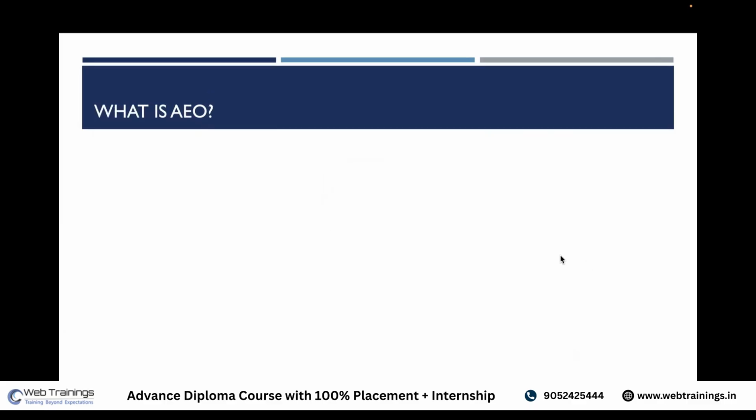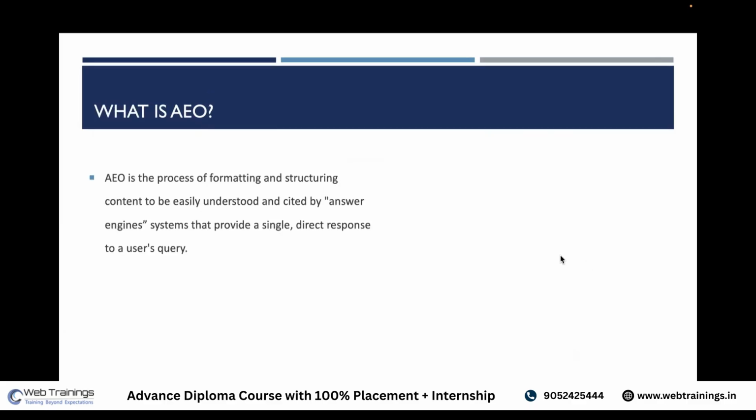All right, so let's talk about what is AEO. Now, if you take the basic definition, AEO is the process of formatting and structuring the content to be easily understood and cited by answer engines. Here, answer engines means specific systems which are there to give a direct answer for any question, basically providing a single direct response to the user query. So AEO, which we can also call answer engine optimization, is where the goal is to give the answer to whatever question the user asks.